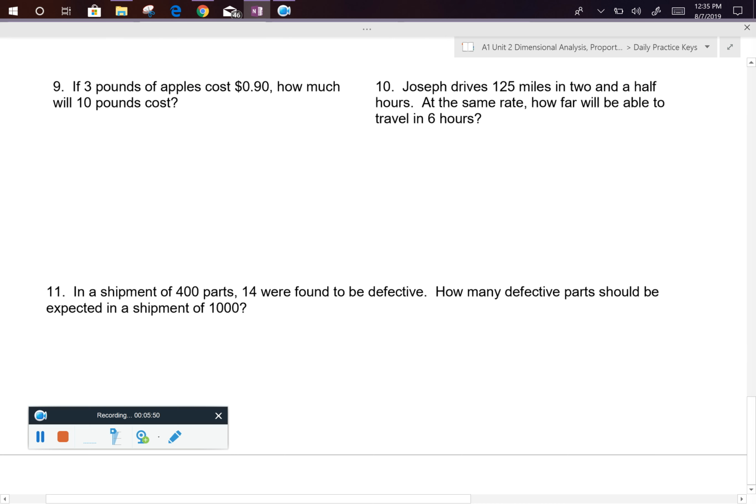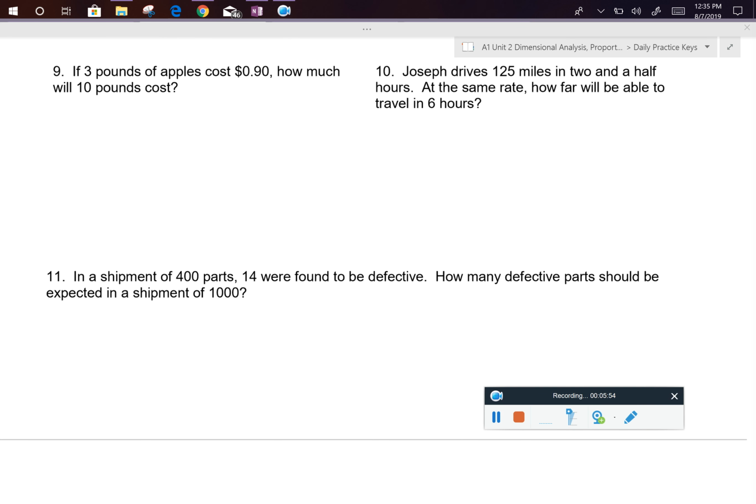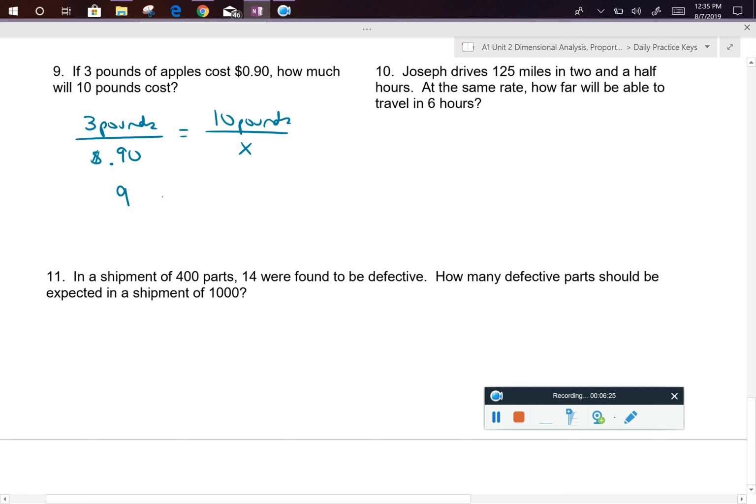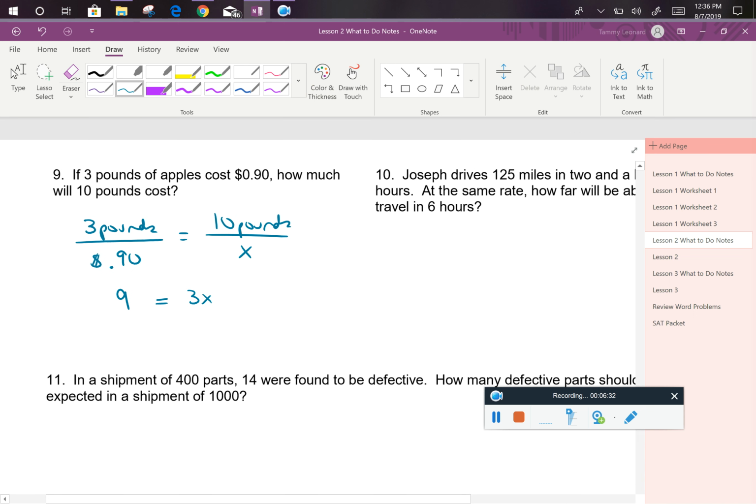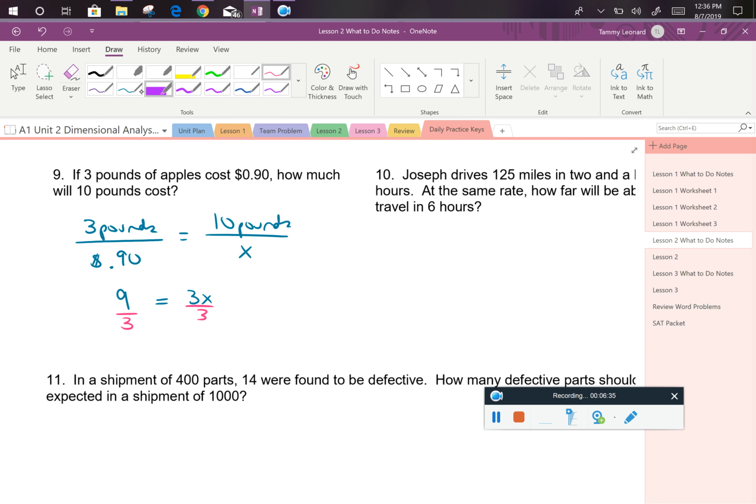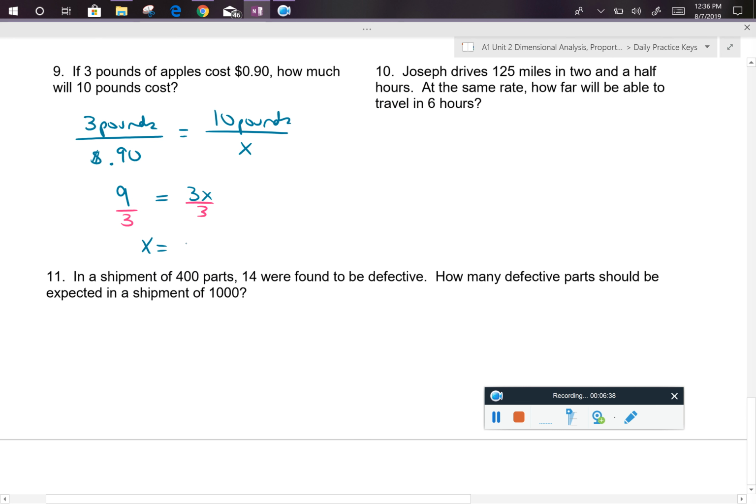If 3 pounds of apples cost 90 cents, how much will 10 pounds cost? So we have 3 pounds per 90 cents is equal to 10 pounds per unknown cost. You could have set this up with costs on top and pounds on the bottom if you prefer, but once you cross multiply, the equation will be exactly the same either way, so it doesn't matter. So we're going to have 9.9 is equal to 3x, and if we divide both sides by 3, we can see that we should expect to pay $3.